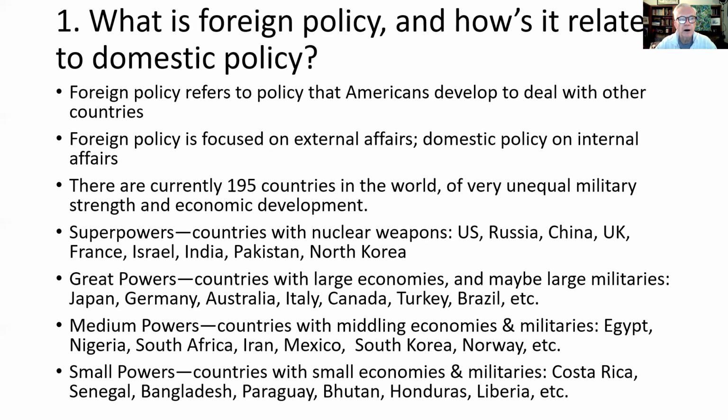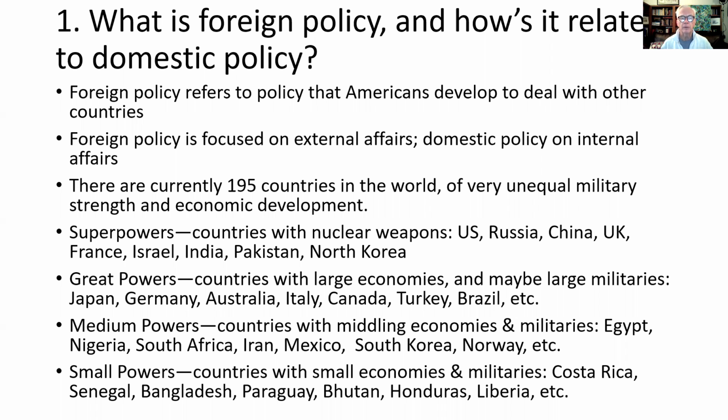Okay, first of all, what is foreign policy? Foreign policy refers to policy that Americans develop to deal with other countries. There are 195 countries in the world. Foreign policy is focused on external affairs. Domestic policy is what we call the policy focused on internal affairs, mostly economic policy, but also welfare programs, et cetera, et cetera.